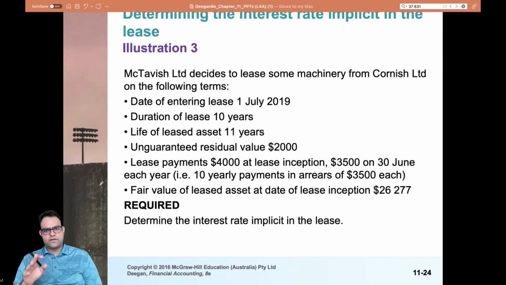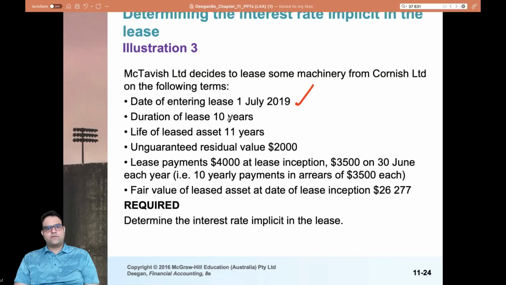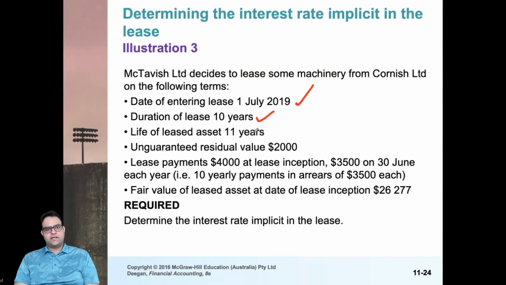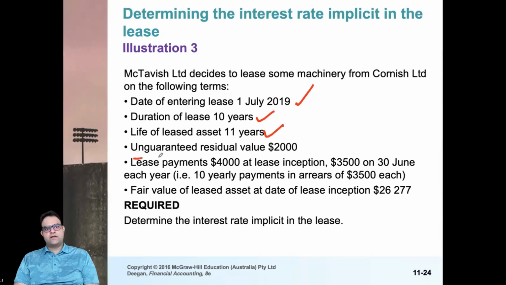I think this is one, but let's see. So, a very interesting question. In this question, they discuss the date of entering the lease, which is 2019. The duration of the lease is 10 years. The life of the asset is 11 years, one year more than the lease period. Then they have an unguaranteed residual value, which is 2,000.